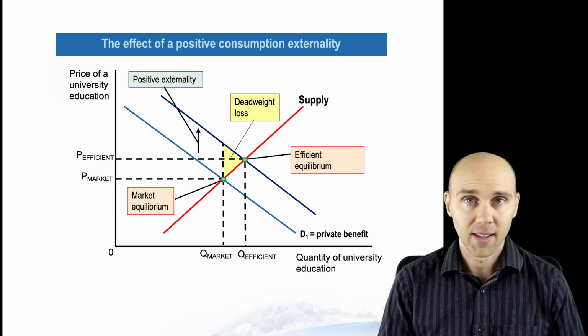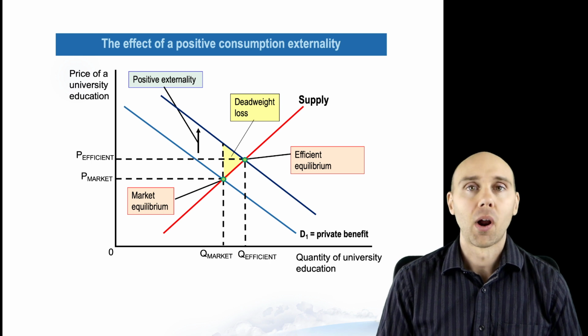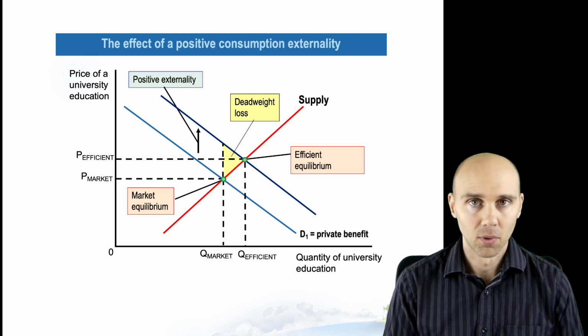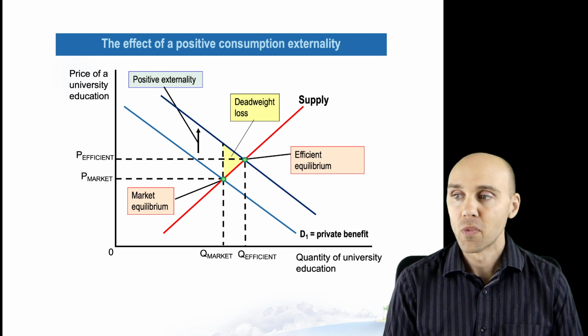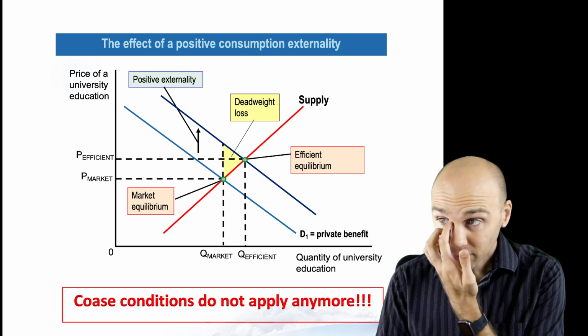Now, when there are many sellers, many buyers in a situation like this, we cannot have these sort of private negotiations between individual parties all the time. It's just simply not possible, let alone the fact that it would cost a fortune. So Coase conditions don't apply anymore in this situation.